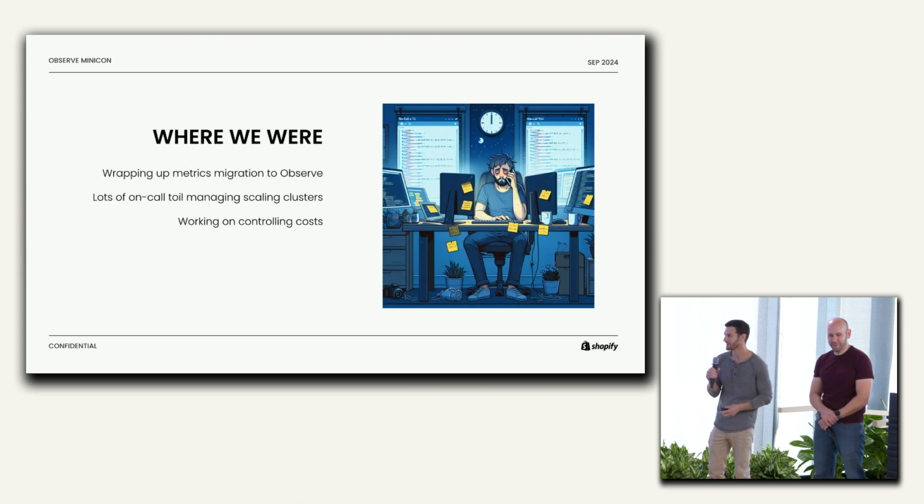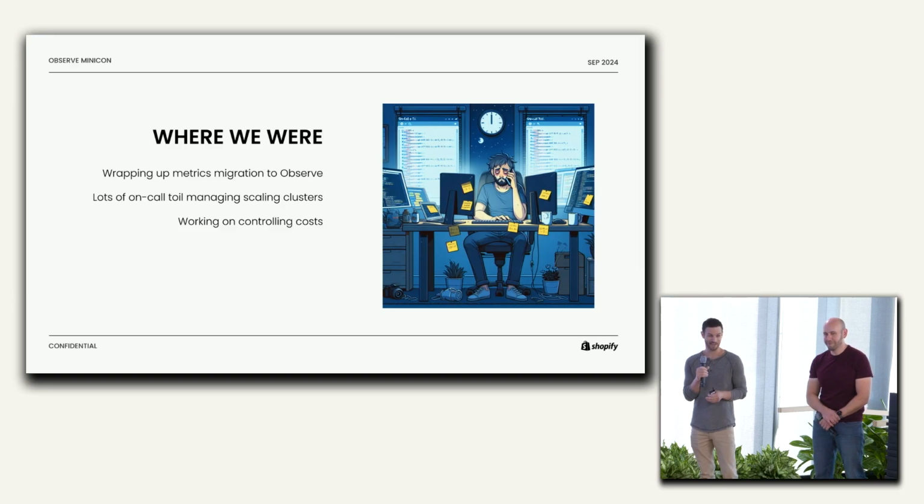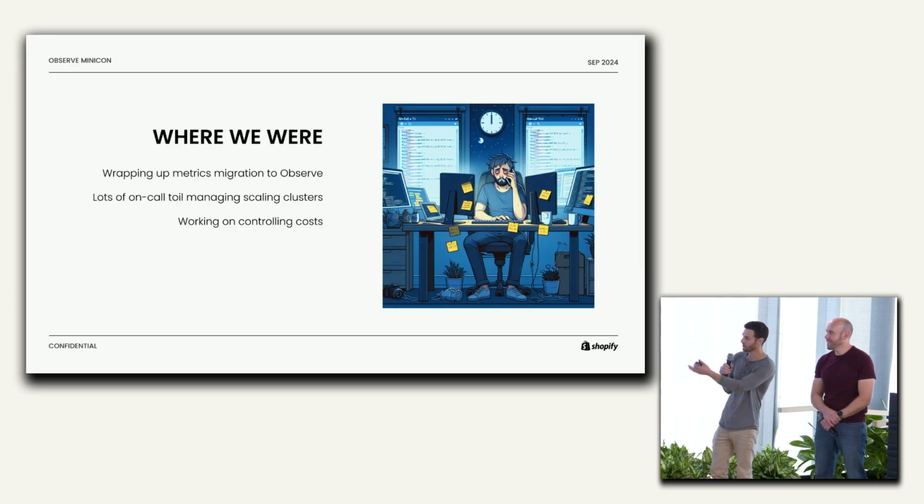Okay, so backing up to a couple years ago, we had just wrapped up a metrics migration to Observe from our previous vendor. There was a lot of POC work that made it into production, and this is a good representation of what we all looked like on the metrics team during that time.